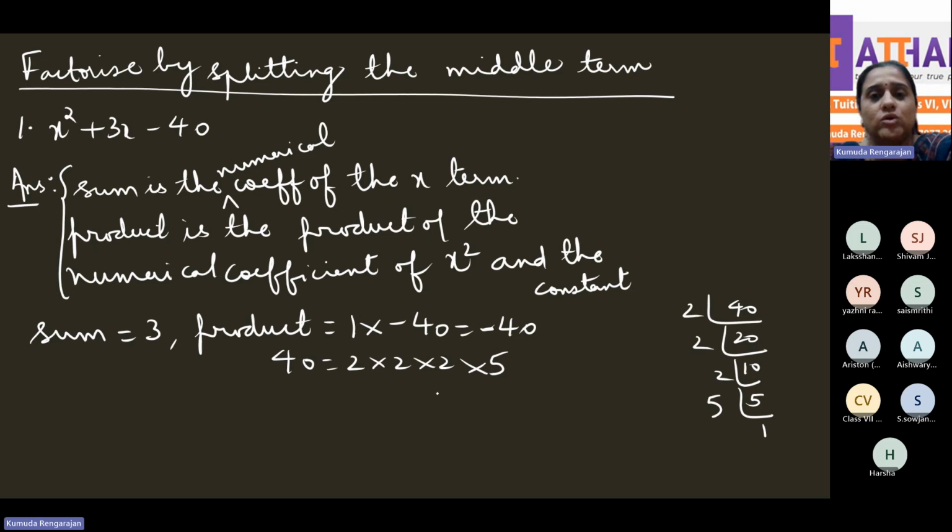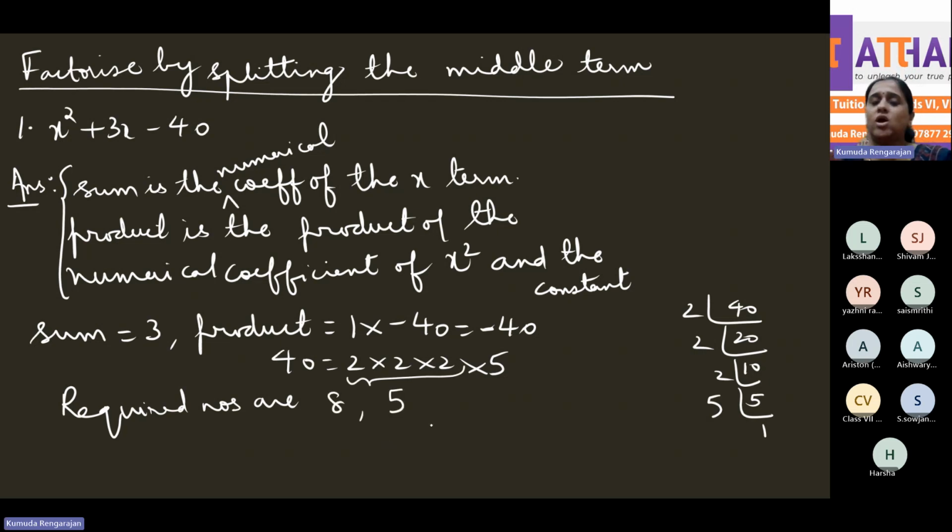So you'll have to make use of all these numbers 2, 2, 2, and 5, and make 2 numbers, so that you get the product as minus 40 and the sum is plus 3. So the required numbers are, I'm going to multiply these 3. So I get 8 and 5. Note that you don't have to multiply in order.